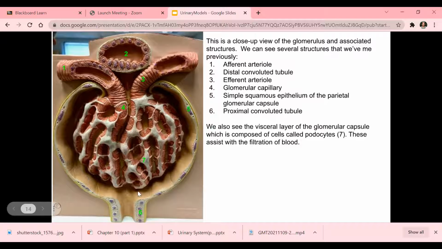And after the Bowman's capsule, we have proximal convoluted tubule. On the other side, you can see distal convoluted tubule, which is located between the afferent and efferent arteriole. Distal convoluted tubule and the wall of the afferent arteriole together can make juxtaglomerular apparatus.